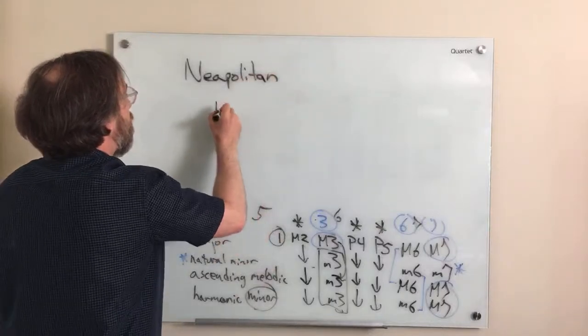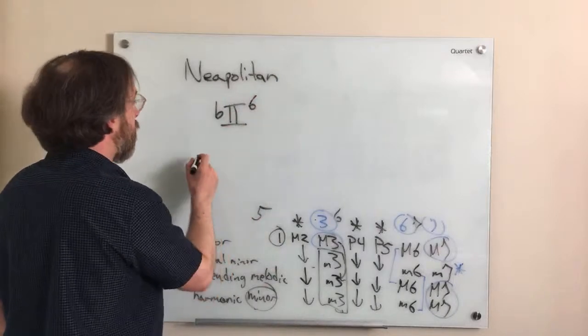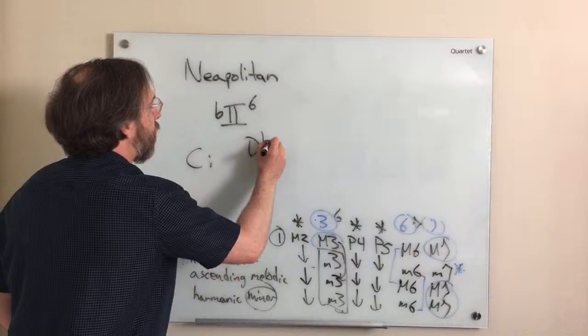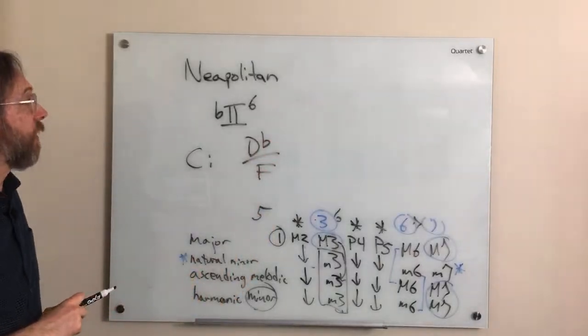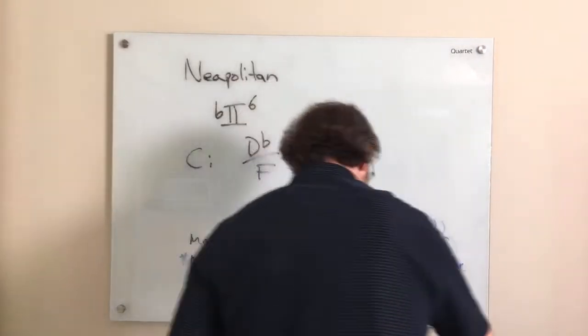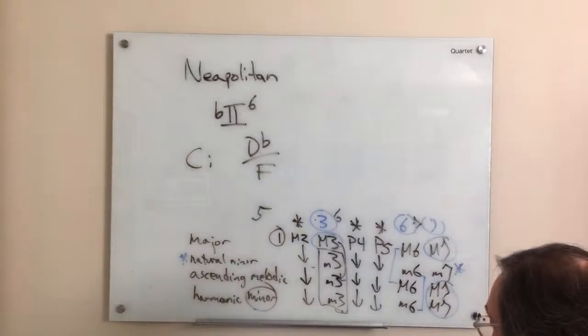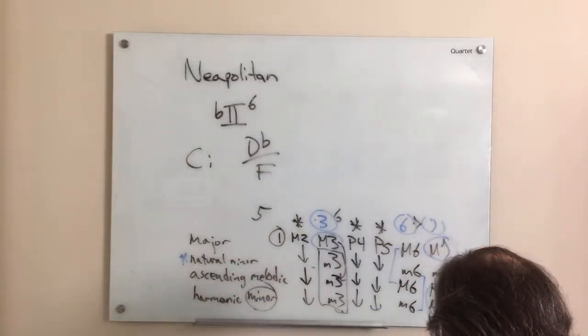Okay, so it's a flat 2 chord, and it's usually in first inversion. So if we're in the key of C major, it would be a D flat major triad with F in the bass. All right. So the Neapolitan chord, and I do have a lesson on this called the Neapolitan chord, so you can get a nice in-depth version of that.